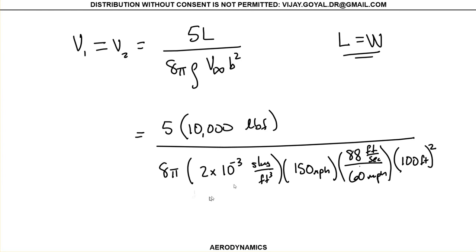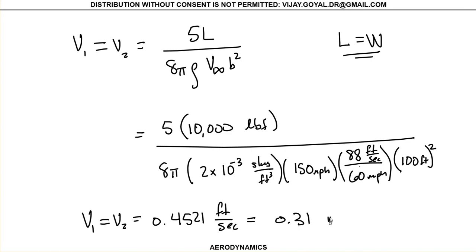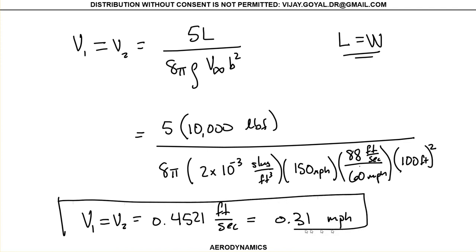So if you do the math, you can show that your downward velocity is equal to 0.4521 feet per second, which is the same as 0.31 miles per hour. So this is what we are really looking for in this problem. Let's conclude example number 1.